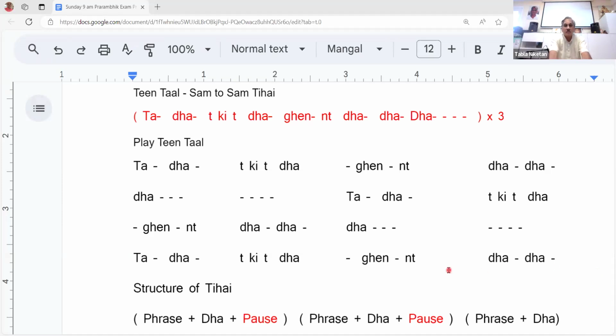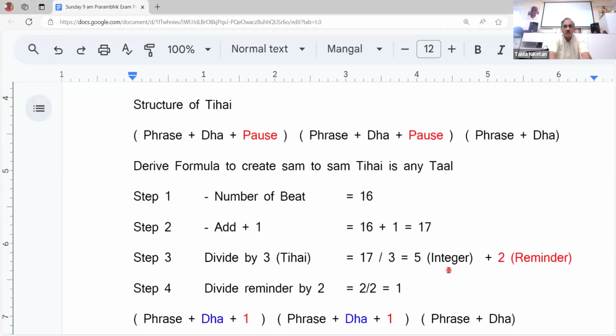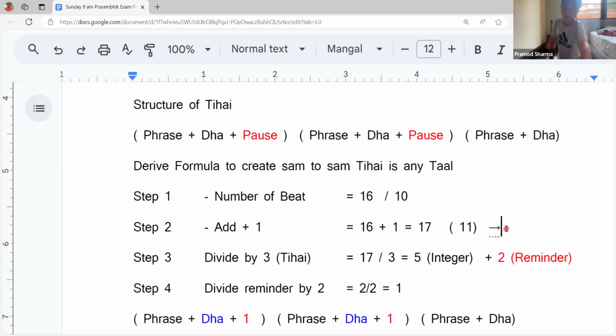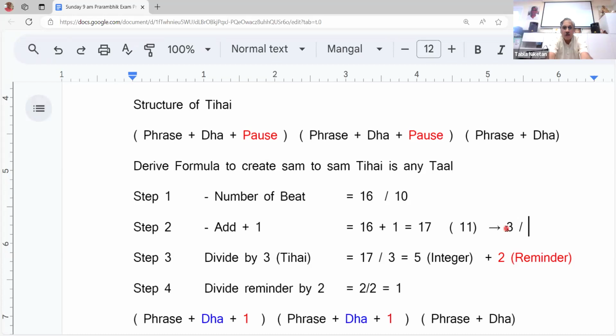Now let's work on the Jhaptal. How many bits of Jhaptal? 10, right? So instead of 17, how much do you get for Jhaptal? 11, right? I hope you are understanding. 10 is the number of bits of Jhaptal plus 1, 11. Now 11 divided by 3, how much do you get? 9, that is 3 times 3, and 2 remainder, right?